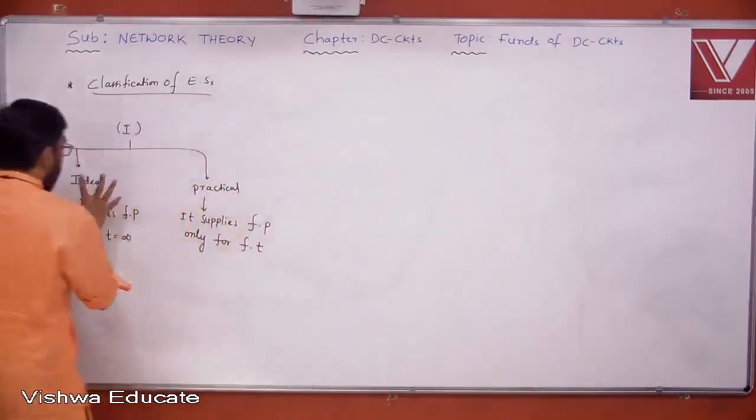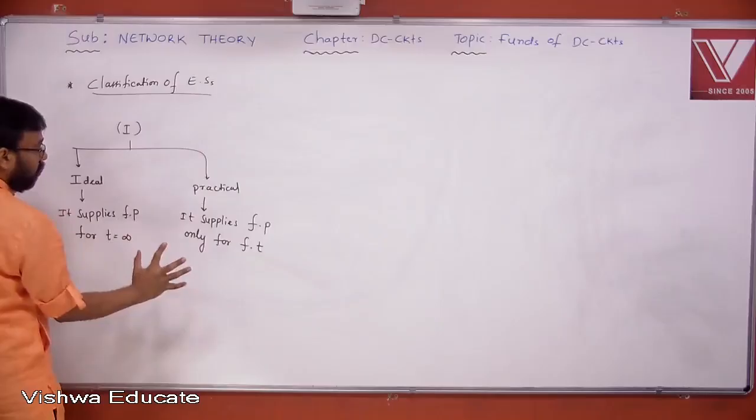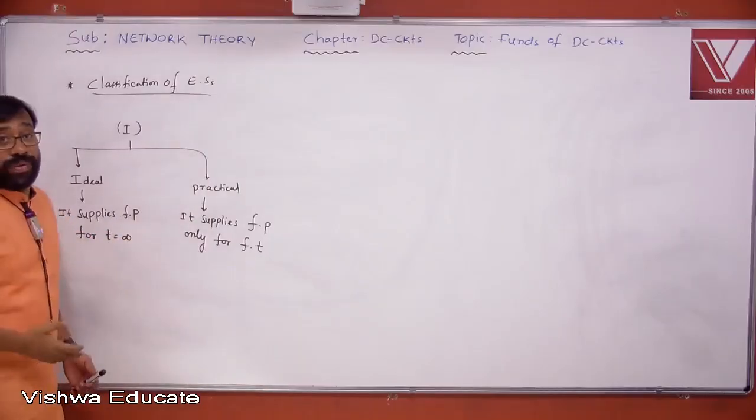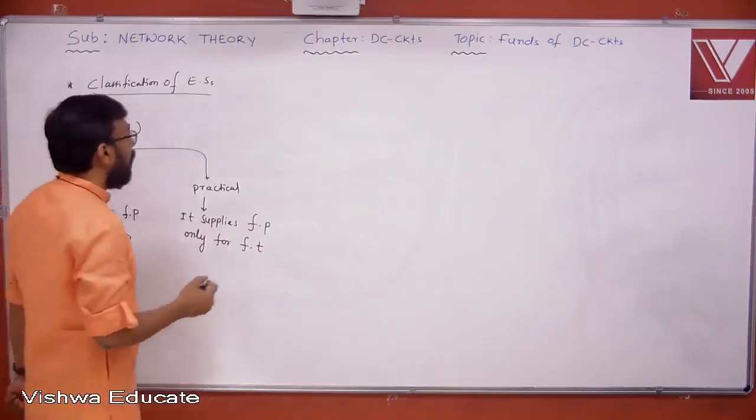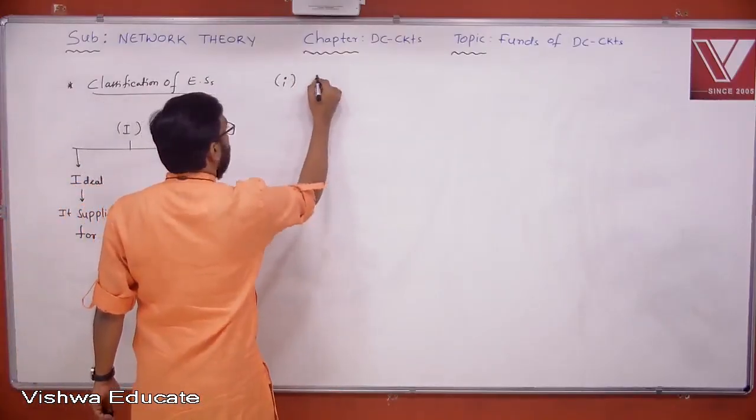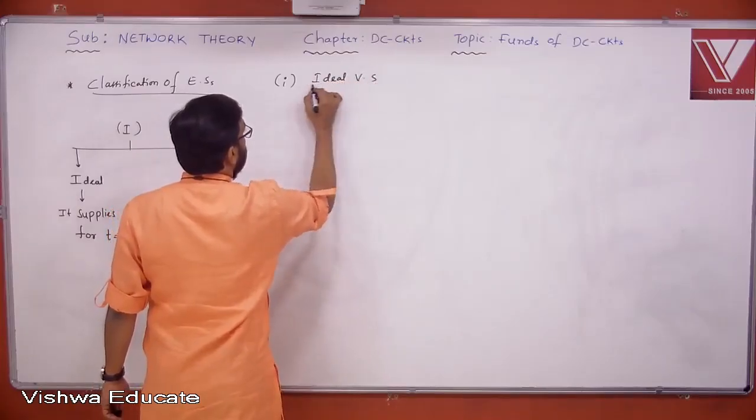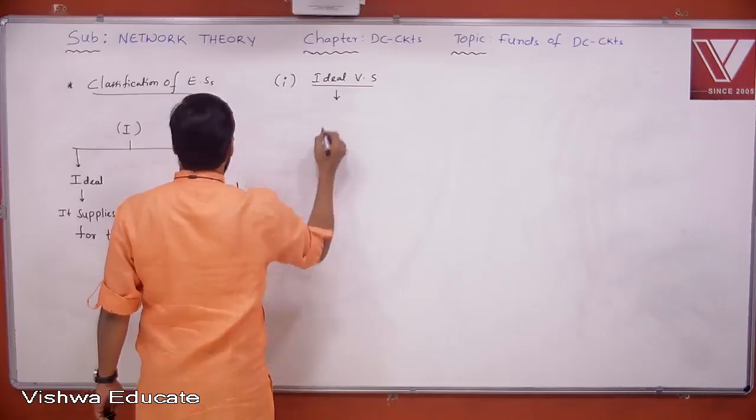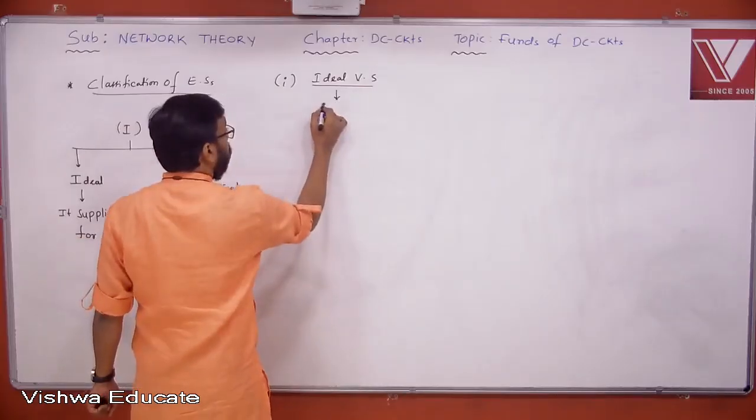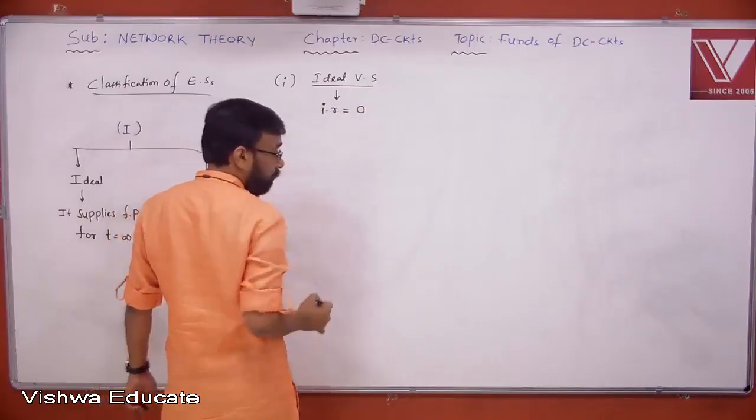Let us look at now ideal voltage source, ideal current source, practical voltage source, practical current source, and their characteristics also we'll see with respect to the load when they are connected. Okay. So now I start with the first one, ideal voltage source. An ideal voltage source will supply finite power for infinite time, that we already know very well. But the internal resistance is 0.